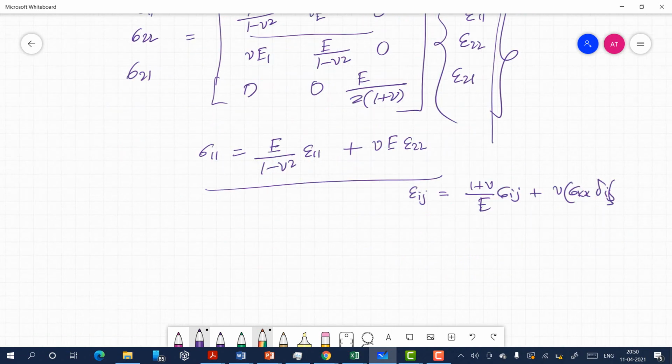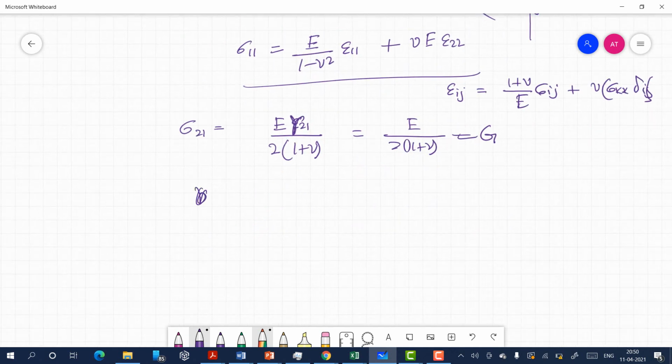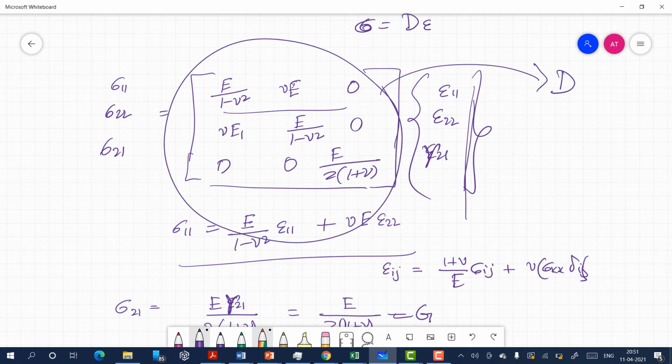So sigma 21, if you look at the last component, this into that, what will you get? Sigma 21 is equal to 0, that element 0, 0, that element 0. So we only have the last element, which is E into epsilon 21, not epsilon 21, actually gamma 21, divided by 2 into 1 plus mu. And what is E divided by 2 into 1 plus mu? It is simply G, shear modulus. So what I'm writing is actually tau 21 is equal to G into gamma 21, or in known notation, it is simply tau xy is equal to shear modulus into gamma xy. And this is what we have written. So it looks complicated, but this is what it is. Anyway, so this is my D matrix.